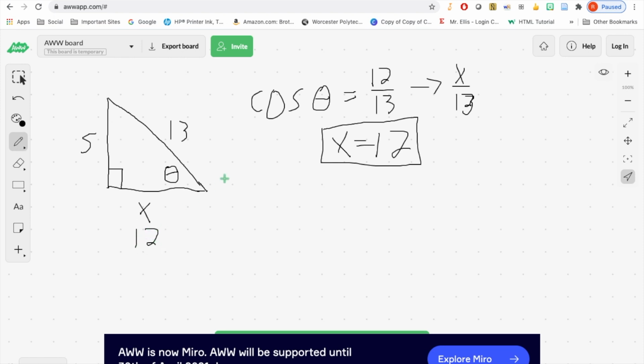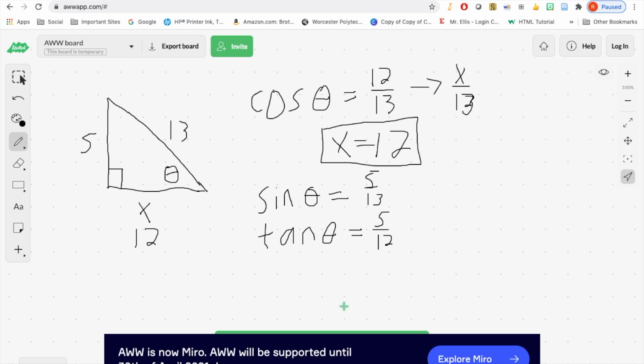And so just for some practice here, let's also calculate the sine and tangent of theta. So sine theta is opposite over hypotenuse, or 5 over 13. And finally, tangent theta is opposite over adjacent, or 5 over 12. TOA. And so yeah, with that, we've practiced these three.